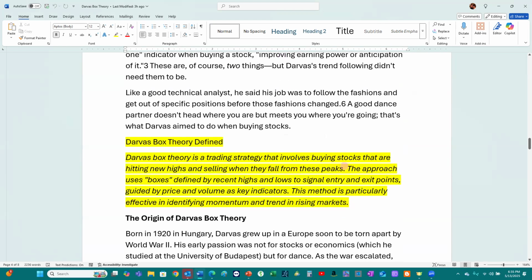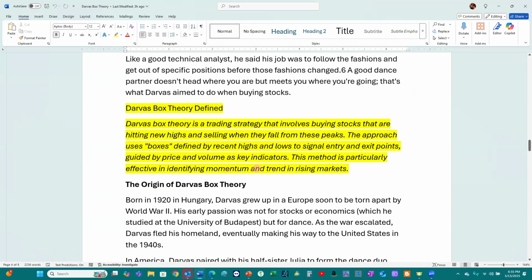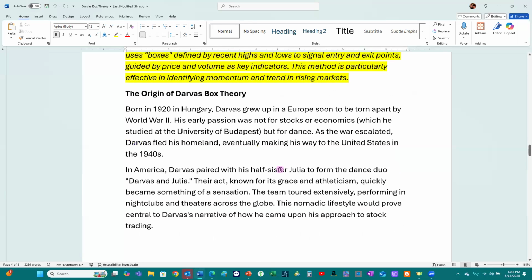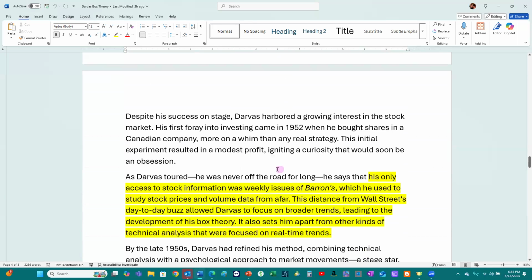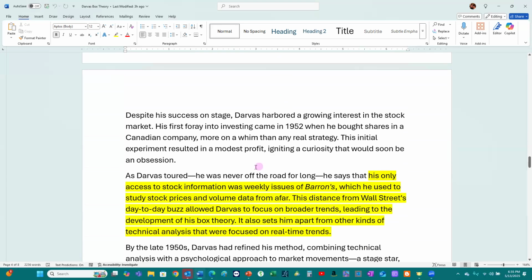It's a trading strategy that involves buying stocks that are hitting new highs and selling when they fall from these peaks. The approach uses boxes defined by recent highs and lows to signal entry and exit points, guided by price and volume as key indicators. So he uses both of these, price and volume. This method is particularly effective in identifying momentum and trend in rising markets. Basically what a lot of technical traders use today. They just call it different things.